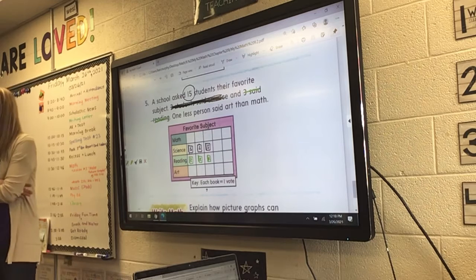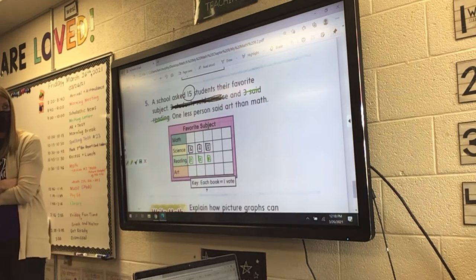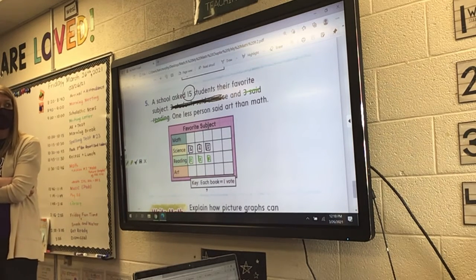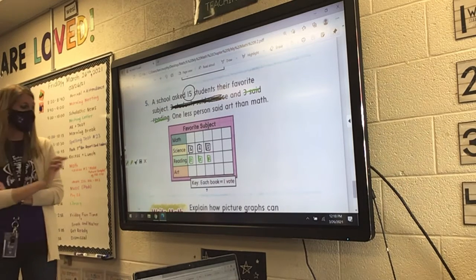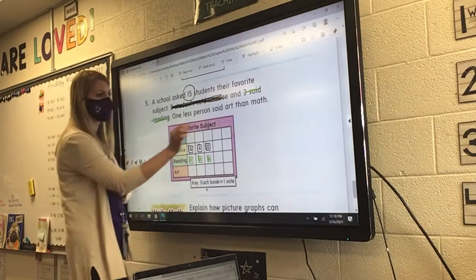Okay. Now, this is the tricky part. Because 1 less person said art and math. So math has 1 more. So for math, Mrs. Murphy is just going to put a +1.